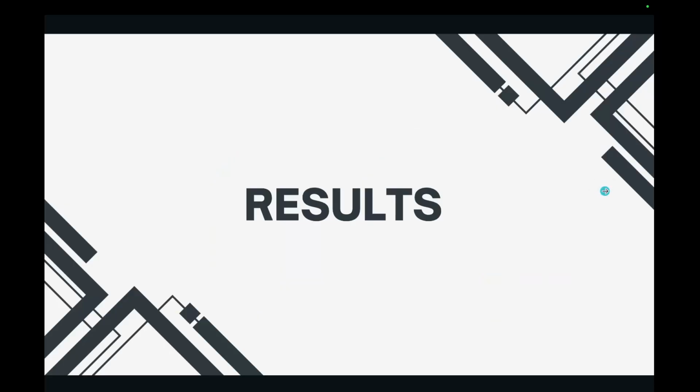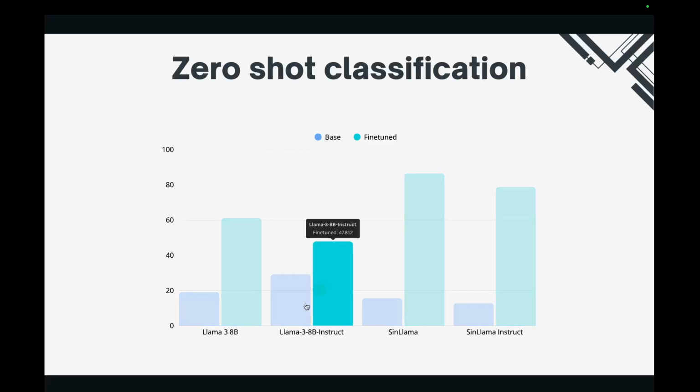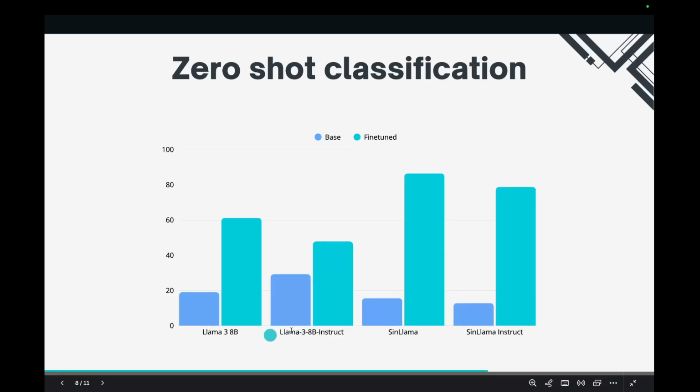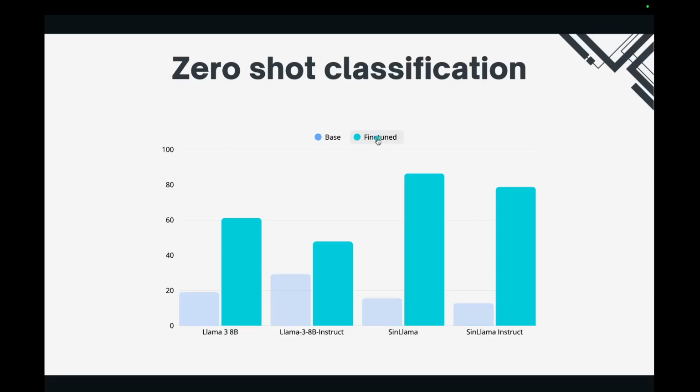So let's see how good this was. We actually did lots of benchmarking, but I'll walk you through something which is very easy to understand and easily visualizable. This is what we did for zero-shot classification, and we compare it to Llama 3 and Llama 3 Instruct, as well as SynLlama and SynLlama Instruct. By base, we mean we use that model as it is, and by fine-tune, we mean we fine-tune that model specifically once again for classification.